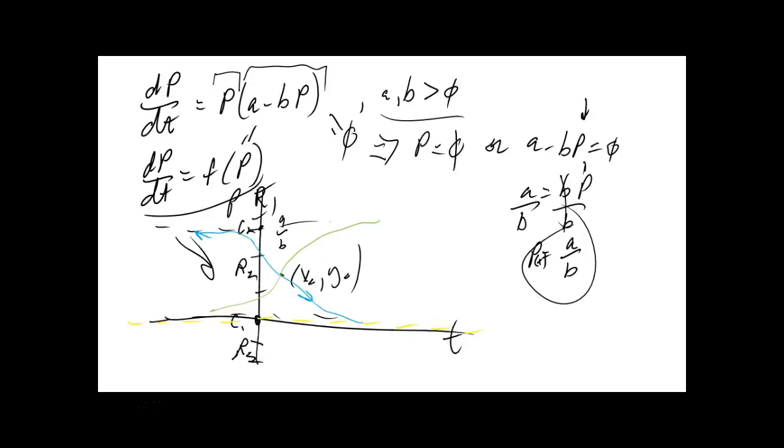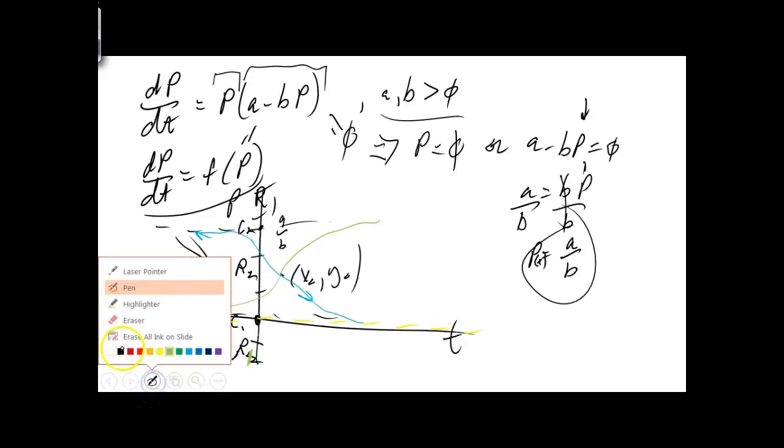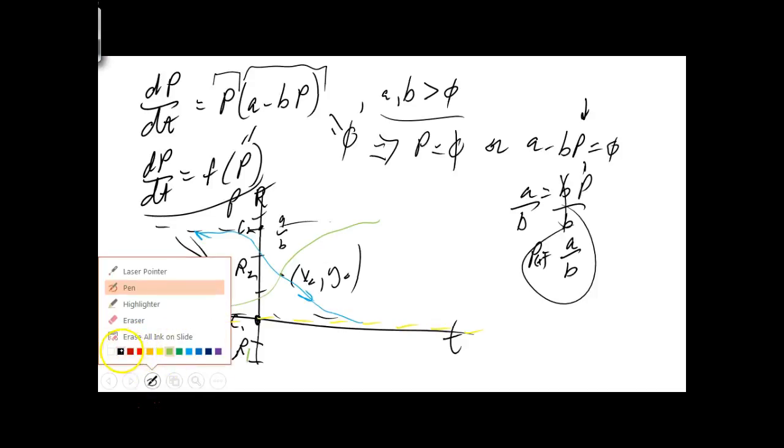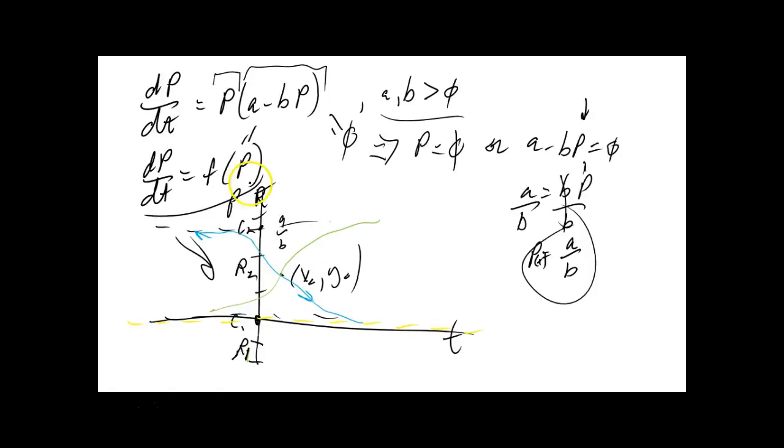Region 1, region 2, and this is region 3 up here. Region 1 is all negative values for p, less than 0. Region 2 is between 0 and A over B. And region 3 is all values of p greater than A over B.